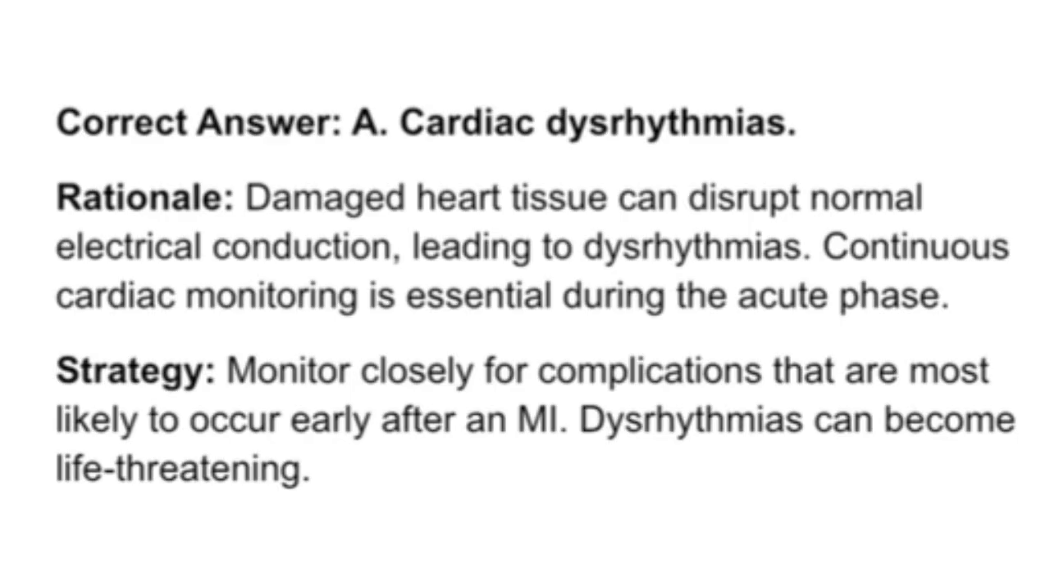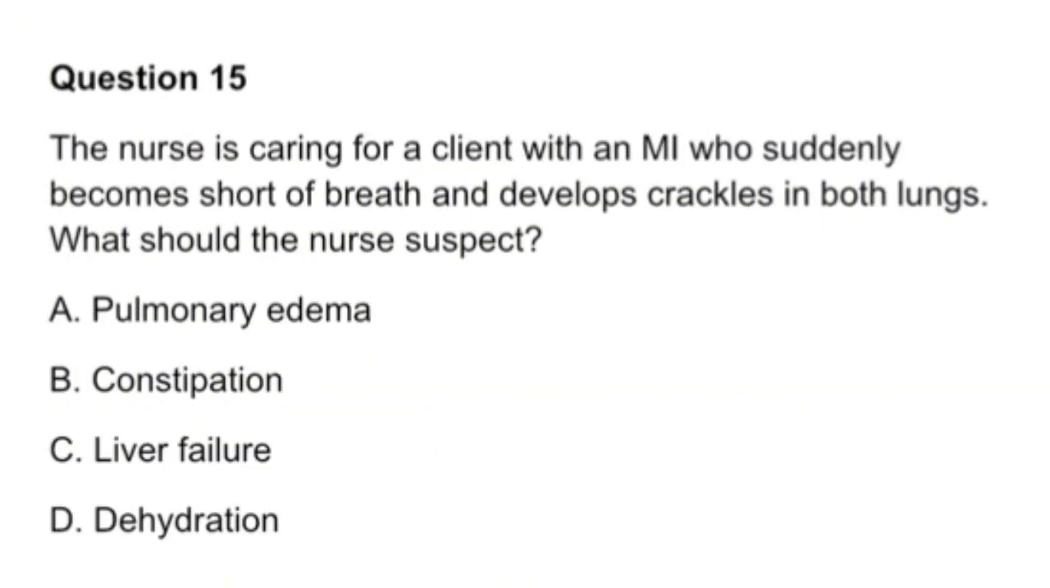Cardiac dysrhythmias. Rationale: damaged heart tissue can disrupt normal electrical conduction, leading to dysrhythmias. Continuous cardiac monitoring is essential during the acute phase. Strategy: monitor closely for complications that are most likely to occur early after an MI. Dysrhythmias can become life-threatening.